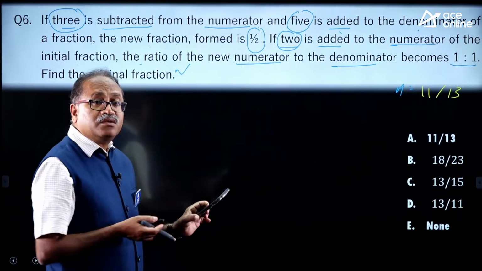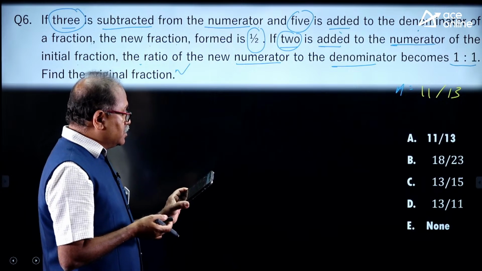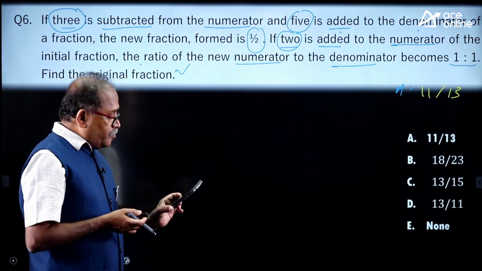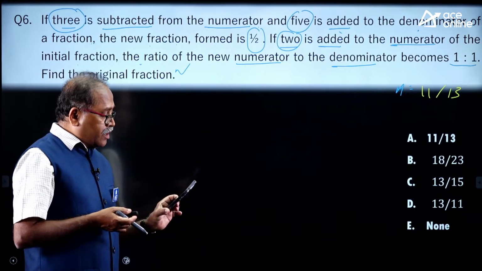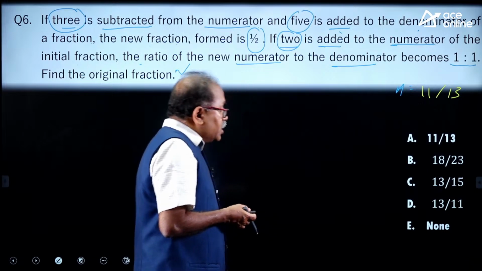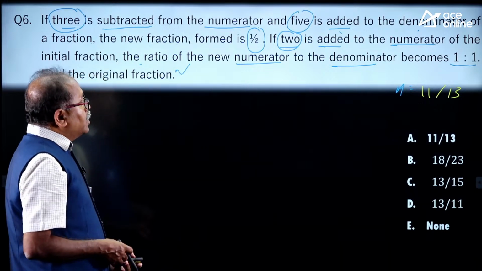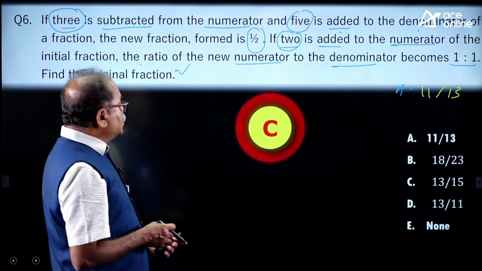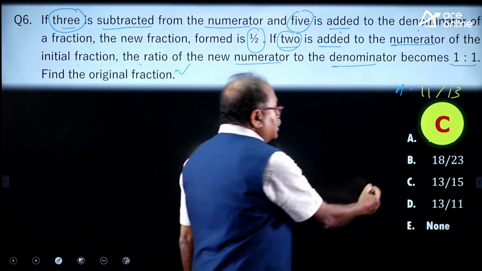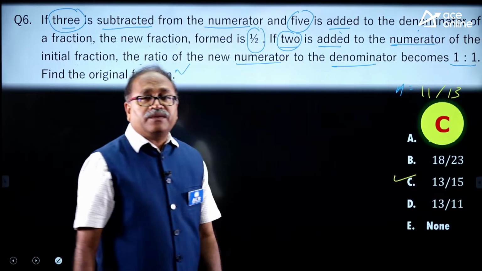So anyhow, friends, I can see that there is a delay in the relay. Yes, you can answer the question here. Okay, let me check the answer. If someone answers the question, there is a delay in relay. Option choice C, that's 13 by 15.